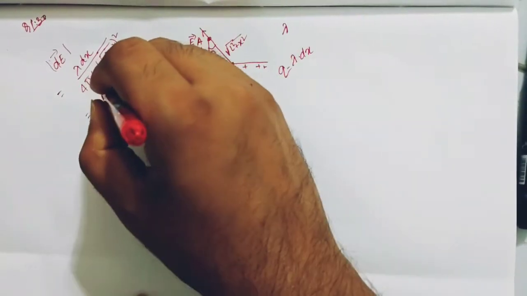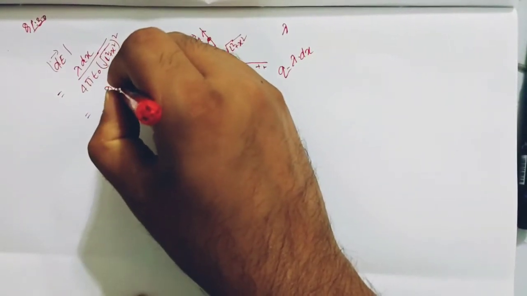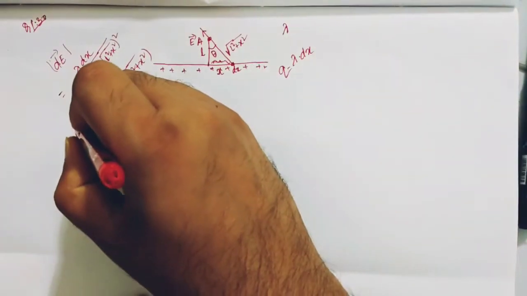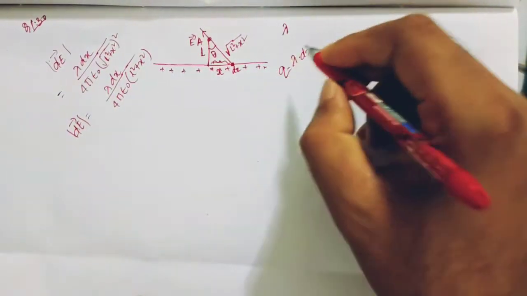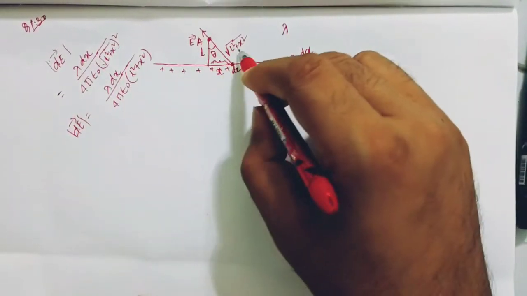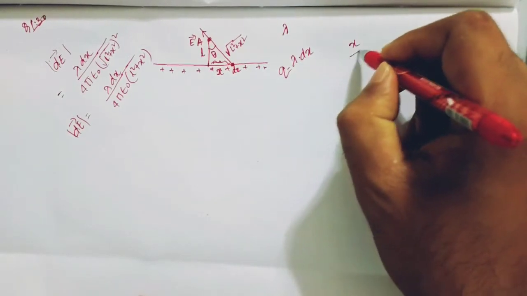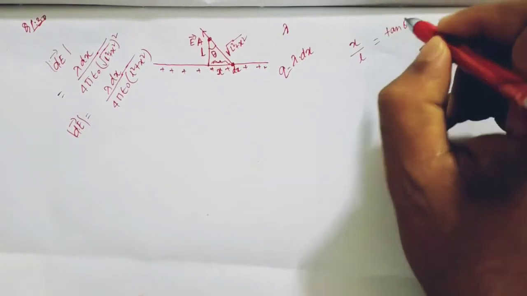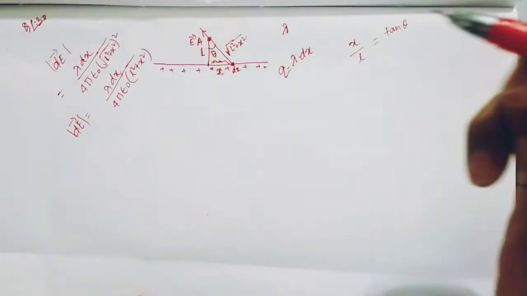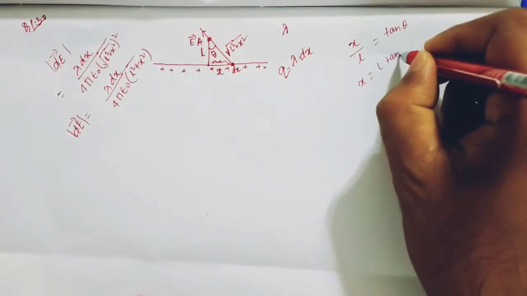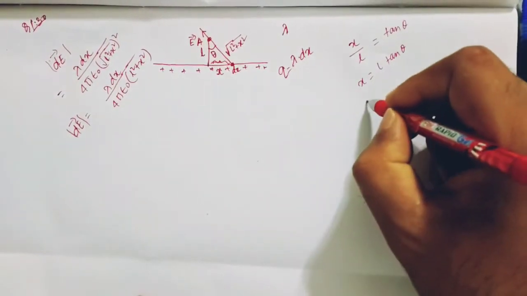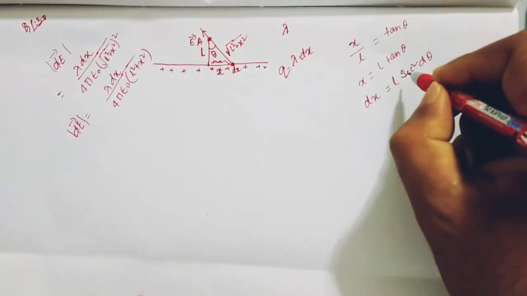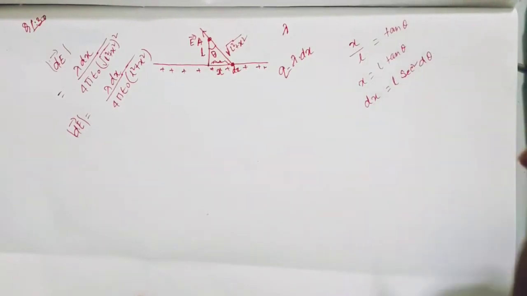So the field due to dx will be lambda dx over 4 pi epsilon naught into L squared plus x squared. This is the small electric field due to dx. Now from this triangle, x by L is tan theta, or x equals L tan theta. If you differentiate this, you will find dx equals L sec squared theta d theta. From trigonometry, I think you know this.